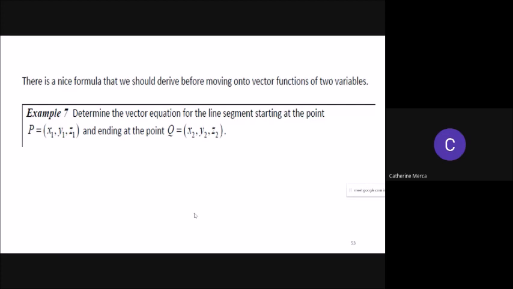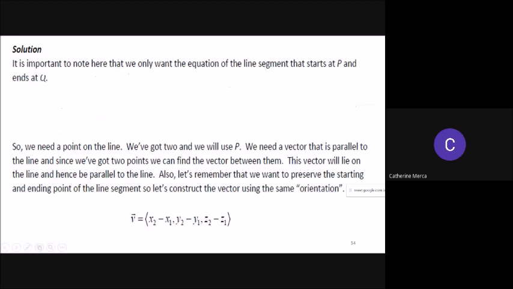How about this? Example 7: determine the vector equation for the line segment starting at this point. So we need a point on the line. We've got two, and we will use P. We need a vector that is parallel to the line. And since we've got two points, you can make a vector out of them. Then this vector will lie on the line and hence be parallel to the line. So we want to preserve the starting and ending point of the line segment.